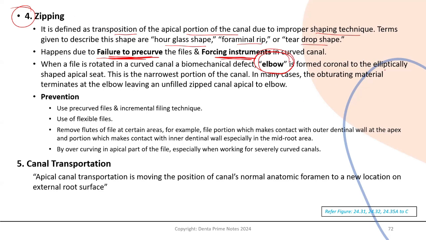It is formed coronal to the elliptical shaped apical seat. This is the narrowest portion of the canal. In many cases, obturating material terminates at the elbow, leaving an unfilled zipped canal apical to the elbow.